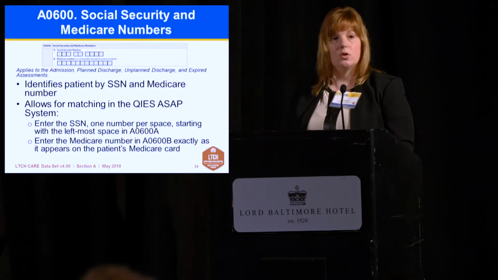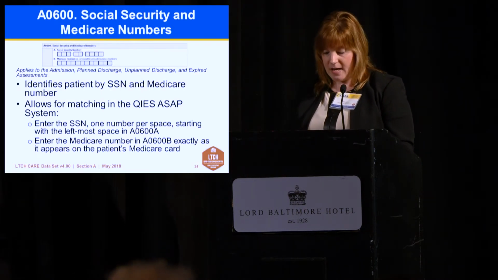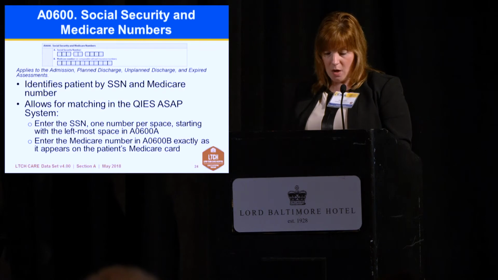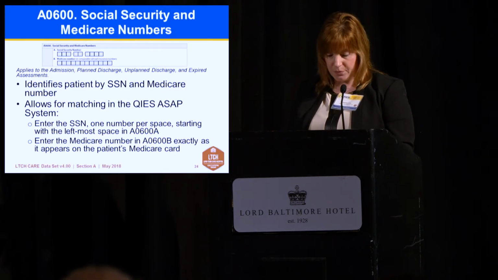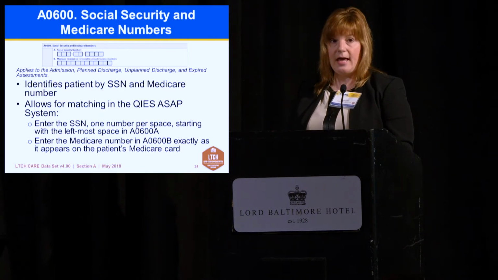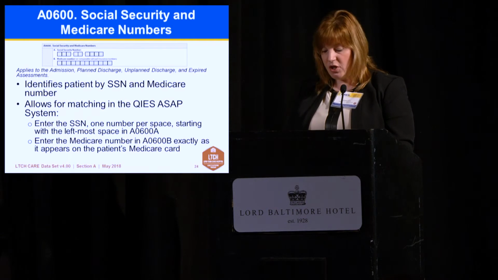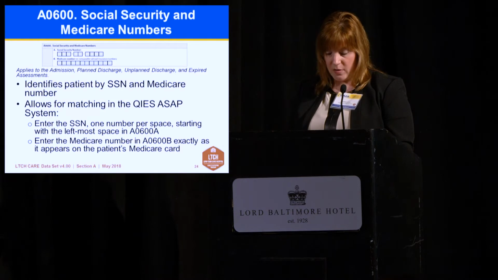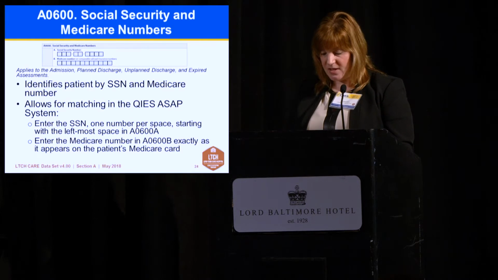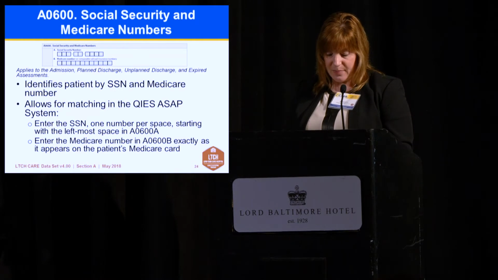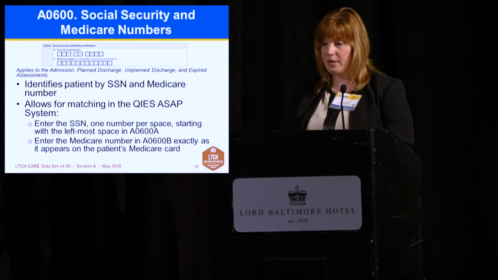For Section A0600, Social Security and Medicare numbers, I mentioned that the item on the CARE data set has not changed, but the coding instructions have changed. You can see that the fields in this section for completion remain straightforward and request the Social Security number and Medicare number. If the patient does not have a Social Security number, the item may be left blank. The health care insurance claim number may differ from the patient's Social Security number. For example, many patients receive Medicare benefits based on a spouse's Medicare eligibility.